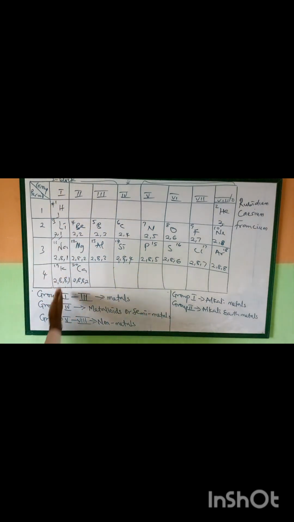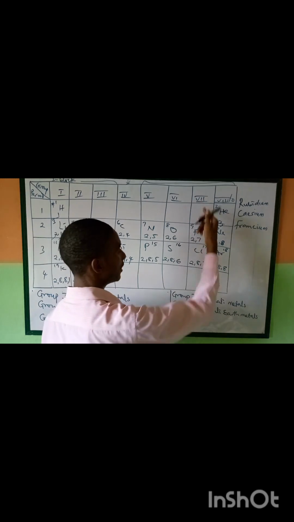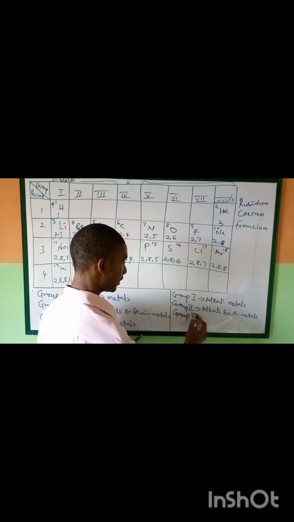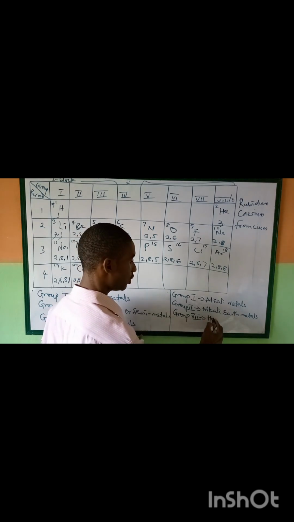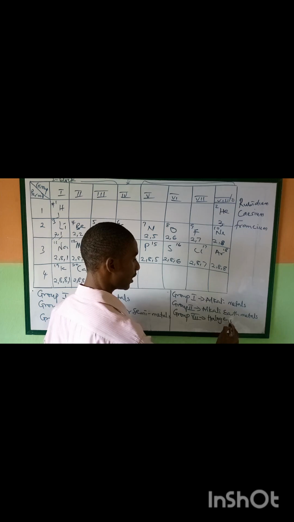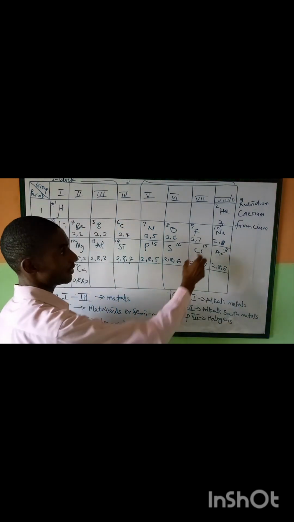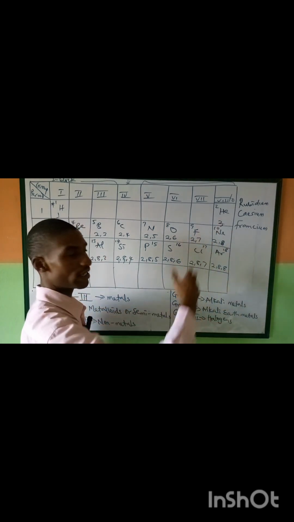So this group 1 are called alkali metals. Group 2 are called alkaline earth metals. Then you have group 7. Group 7, they are called halogens. These halogens are very, very reactive. Alright, they easily accept electrons.